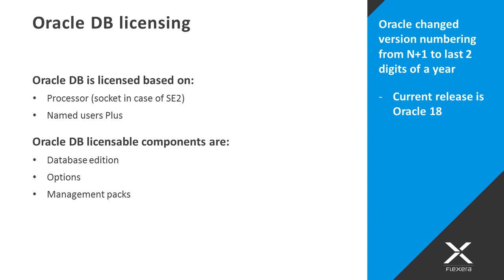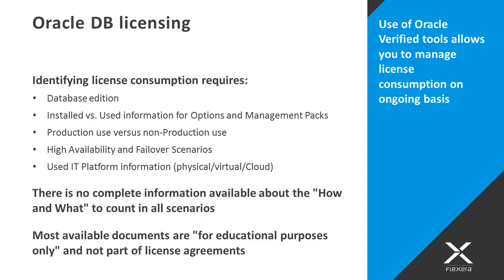The components which are licensable for Oracle DB are the database edition itself, which are the Enterprise Edition and Standard Edition 2, and there's a Personal Edition as well on the price list. A lot of options, about 10 or 12, and a few management packs used by the Oracle Enterprise Manager, for example, for the central database management. So the main topic is to identify all the things needed for getting a proper license consumption calculation.